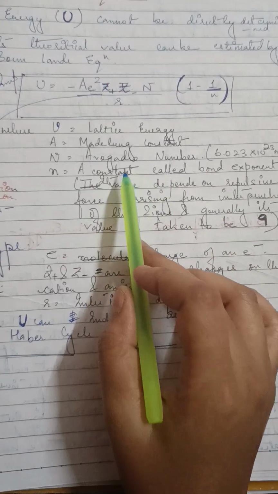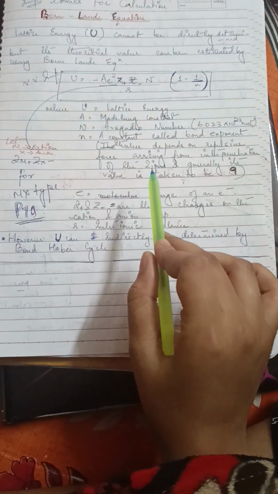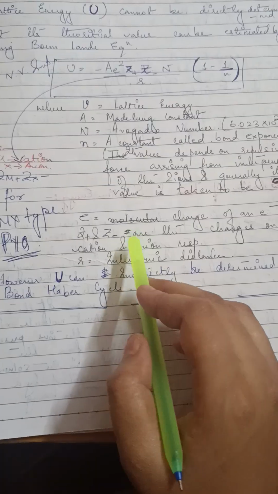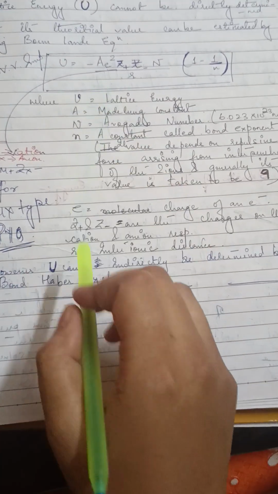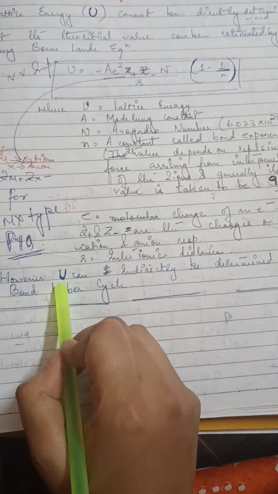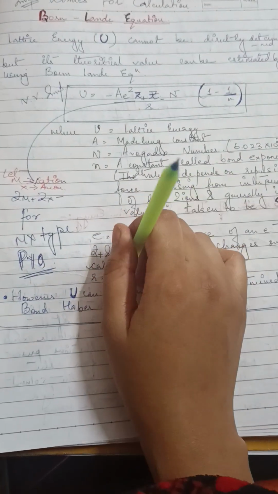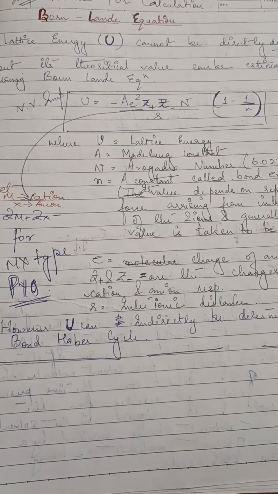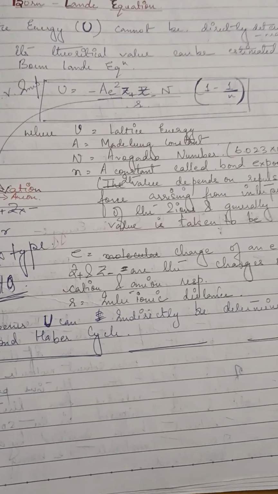So now you can just note it down, what is what, after understanding. It can also be determined by the Born-Haber cycle. I will teach you this also. First you understand Born-Lande. Now let's see the significance of the Born-Lande equation, then we will do the derivation.